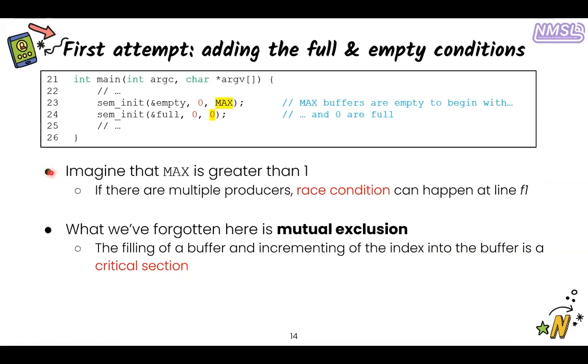Now here, when the max is 1, it actually works pretty fine. But if the max is greater than 1 here, when there are multiple producers, the race condition actually could happen, because what we forgot here is mutual exclusion. So the filling of a buffer and incrementing the index into the buffer is actually a critical section, right? You can't have multiple producers do this at the same time.